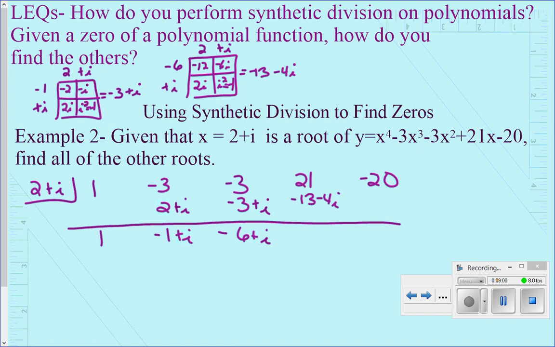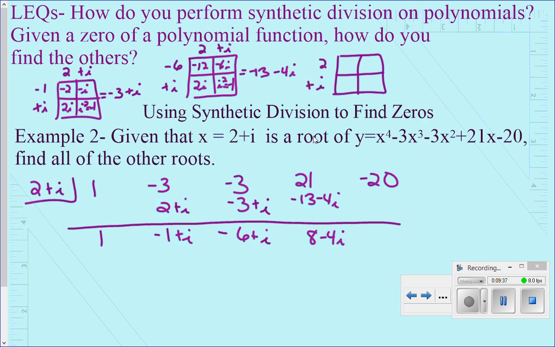So 21 minus 13 is 8 minus 4i. So I'm going to multiply that by 2 plus i. Now, I know to expect a 0 remainder, which means I know to expect 20 here. But you don't want to just fill in 20 and assume that everything you've done so far is correct. You want to actually do 8 minus 4i times 2 plus i, because you want to confirm that you get 20, which tells you that you're on the right track and that all of these numbers are correct. So don't just fill in what you know it should be, actually do the multiplication, because that serves as a check to see if everything you've done so far is correct.